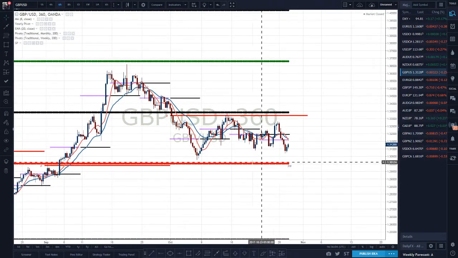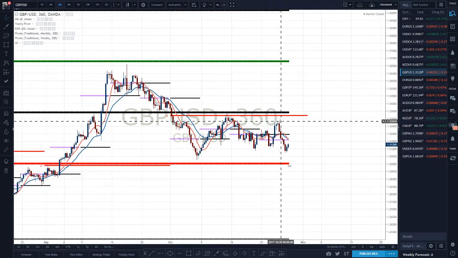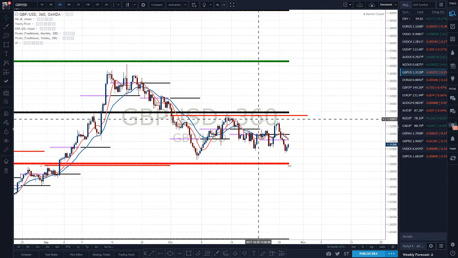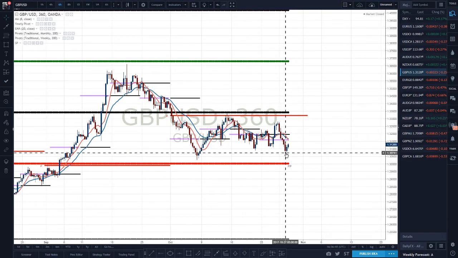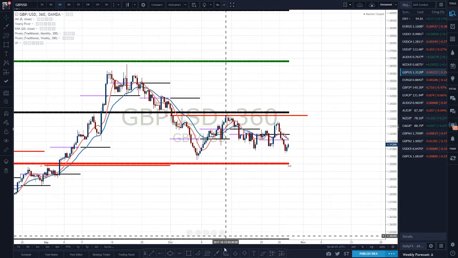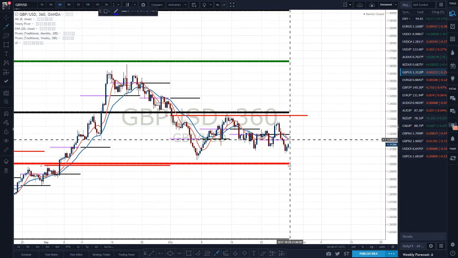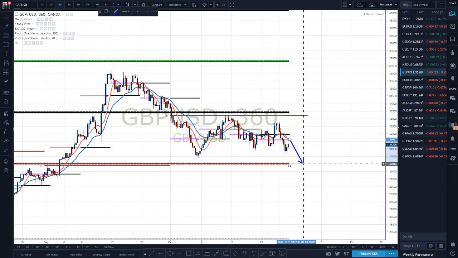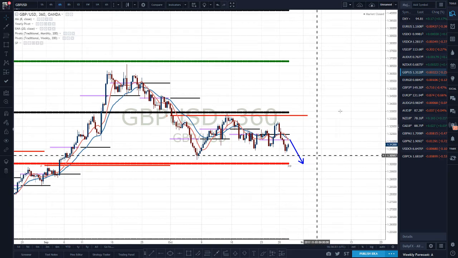Pound dollar. Currently this correction that we've been in has been making lower highs and lower lows. The weekly pivot's going to be just above with the moving averages. For this week, I'll be looking for price to stabilize around this area and continue down towards the yearly pivot point.